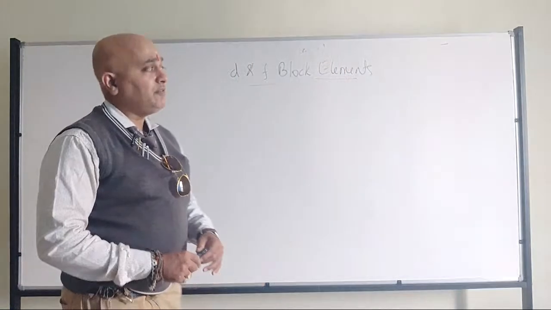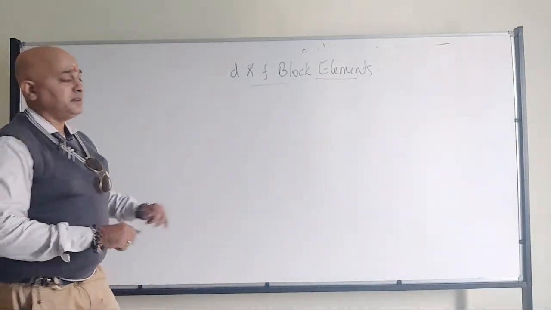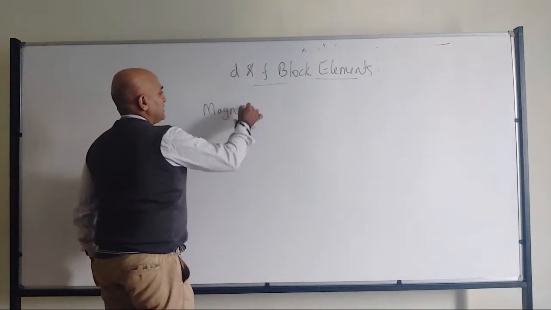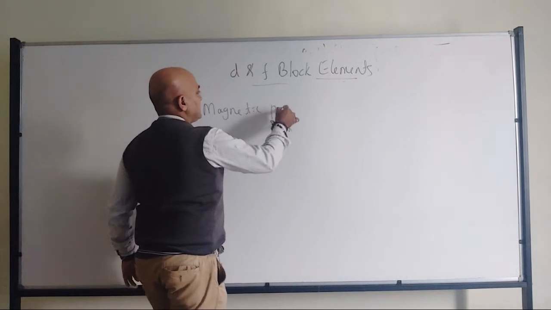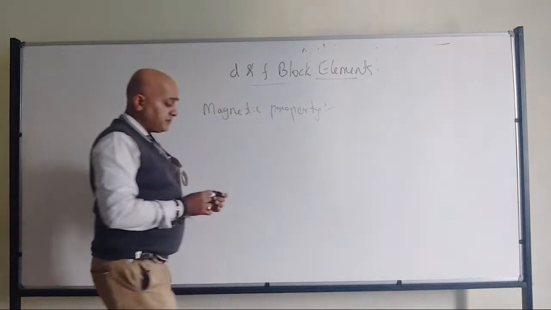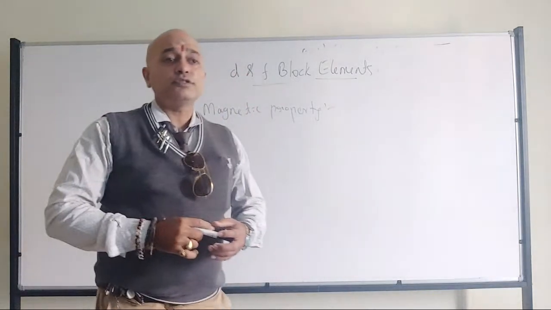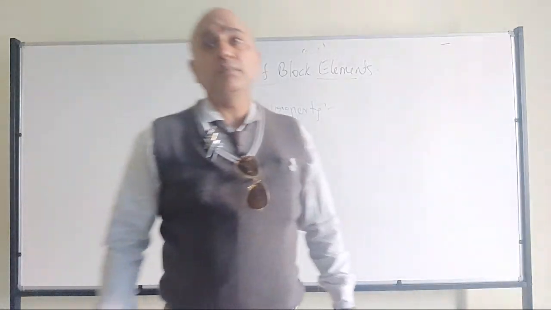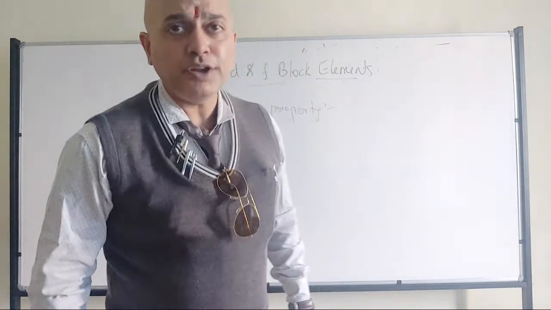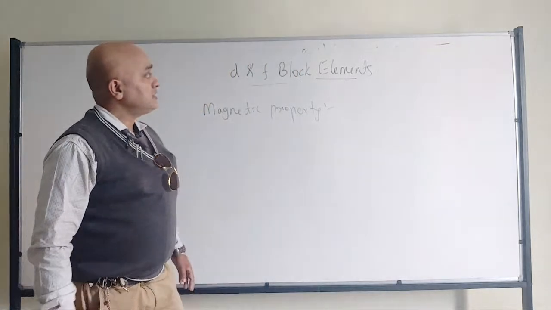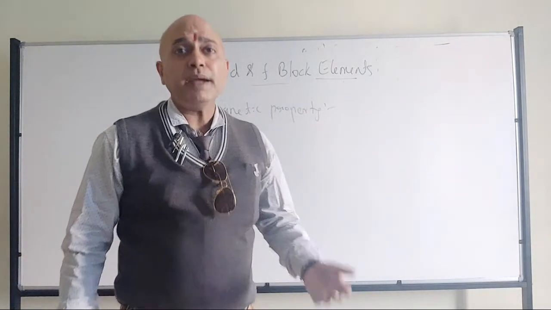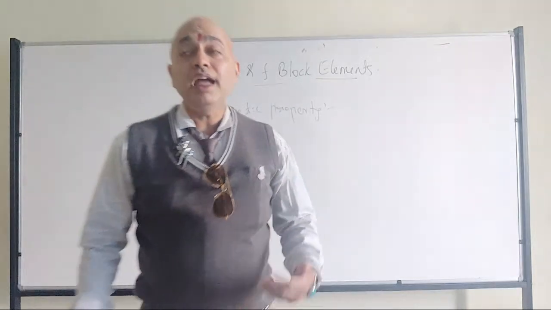Now we will come to the next one, that is the magnetic property. Don't worry, from this part questions will not be there like in the D block where they ask you to calculate. When it comes to the magnetic property, lanthanoids have a higher magnetic property compared to actinoids.